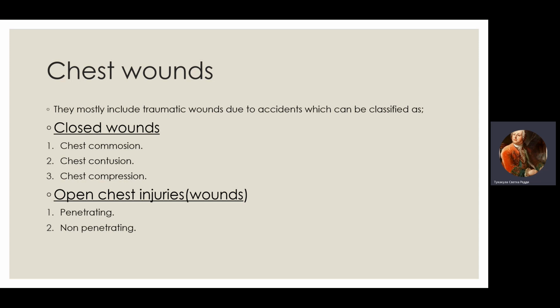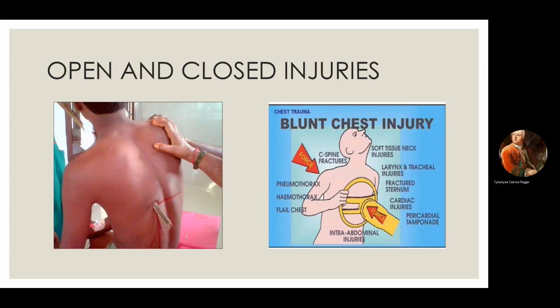Coming to these chest wounds, they can be majorly classified into closed and open wounds, based on whether the body cavity is open or closed. Closed wounds are classified into commotion, contusion, and compression wounds. And open chest injuries are classified into penetrating and non-penetrating, depending on the wound that is happening. And you can see the visual examples over here.